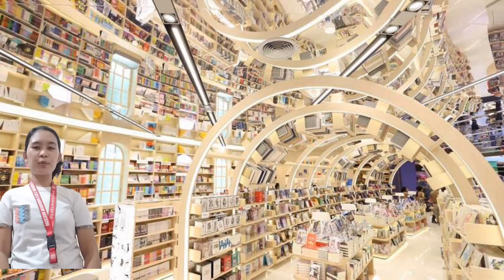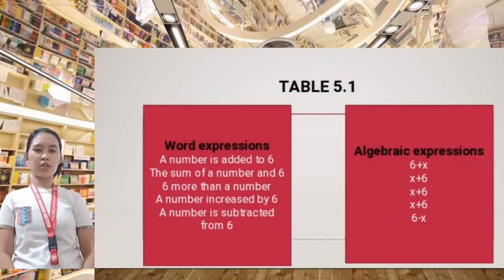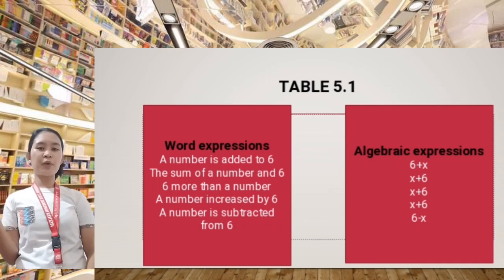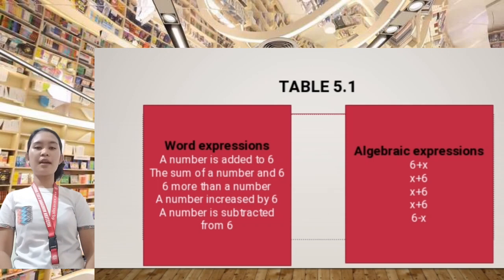In Table 5.1, translating word expressions into algebraic expressions, we have word expressions and algebraic expressions. First, we have a number is added to 6. So in translating to algebraic expressions, we have 6 plus x. The word added represents addition. So that's why we have 6 plus x.